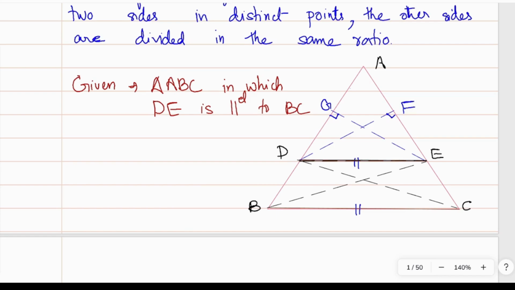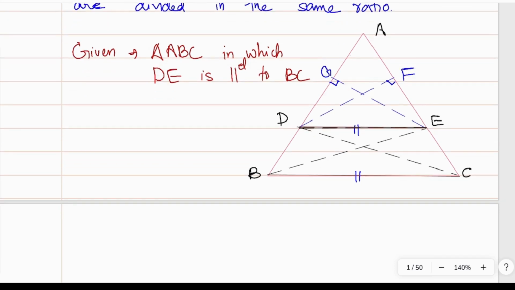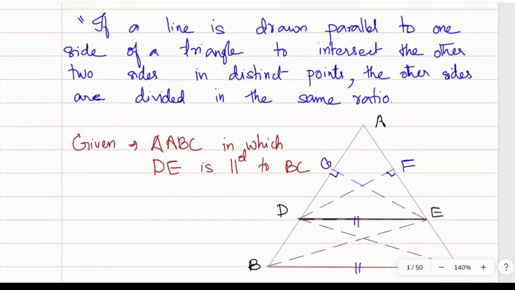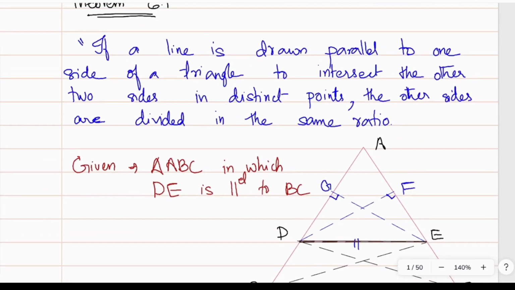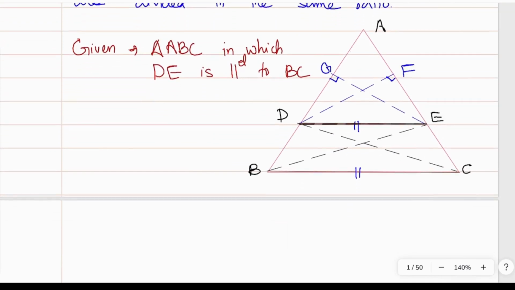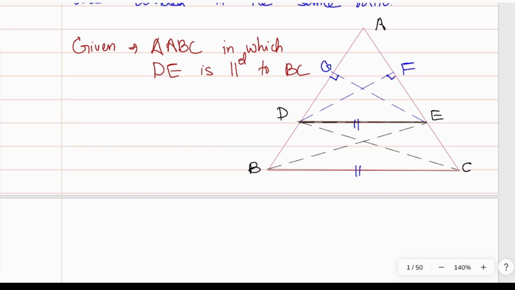So now, in order to prove this theorem, we have to do some constructions. We have to draw EG perpendicular to AD, as well as from D we have to draw a line DF perpendicular to AE. Clear? Along with that, you will have to join E and B and D and C. Clear? Now, whenever we write the theorem, first thing we have to write the statement. Then we have to write the given part. Then we have to write if there is any construction or anything.